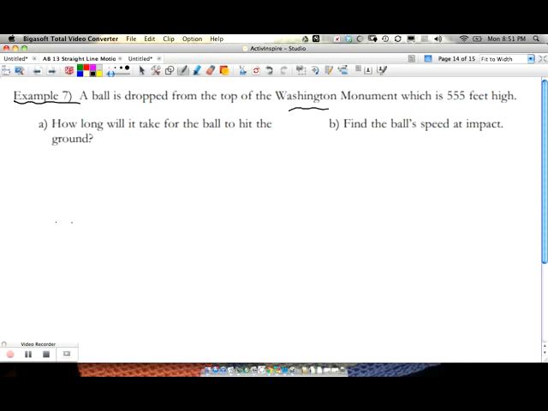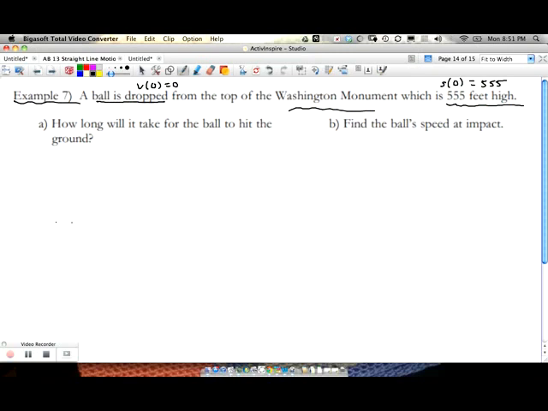Okay, a ball is dropped from the top of the Washington Monument at 500 feet high. It doesn't sound like a lot of information, but there's a lot of things going on here. First, the initial position, in other words, the initial height, is equal to 555. And a ball is dropped. If it's dropped, it's not pushed, it's just dropped. So that means that initially the velocity was just 0.